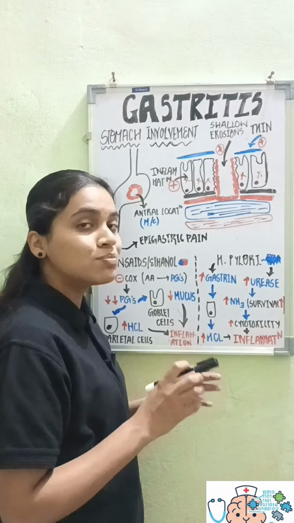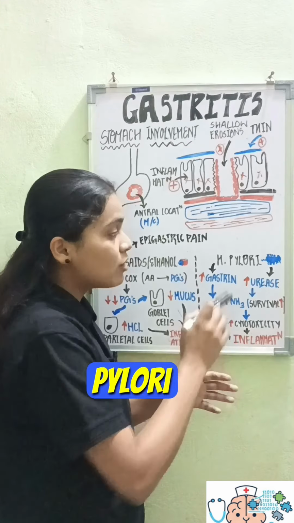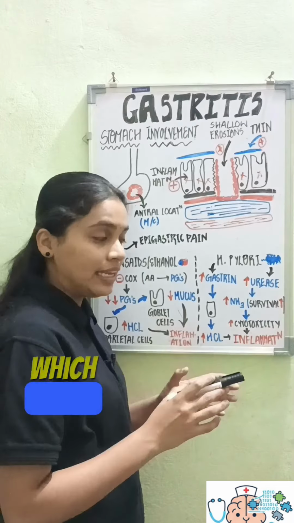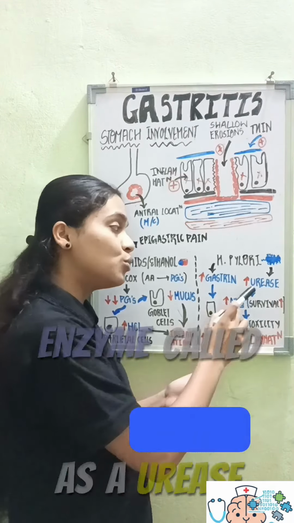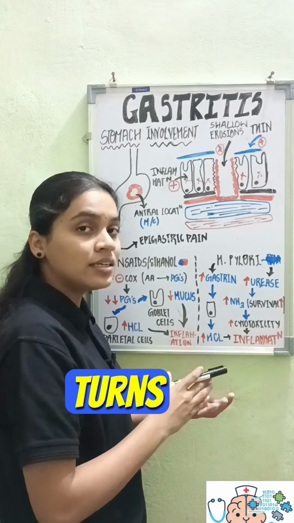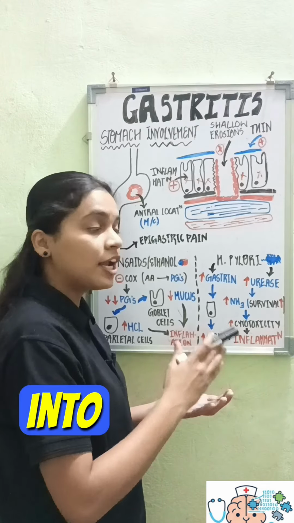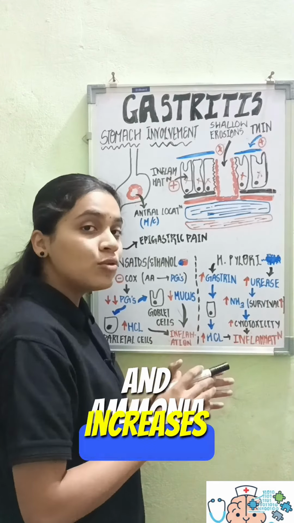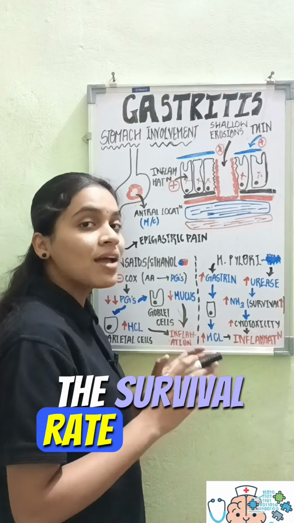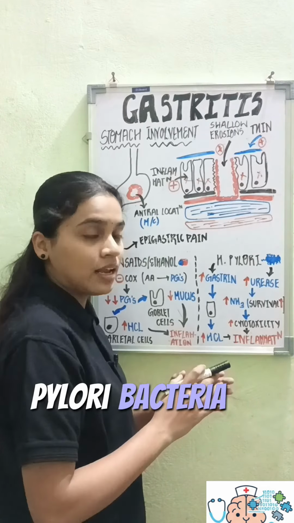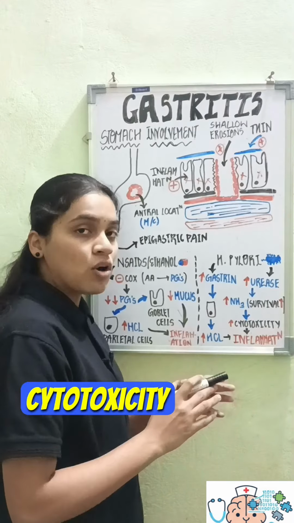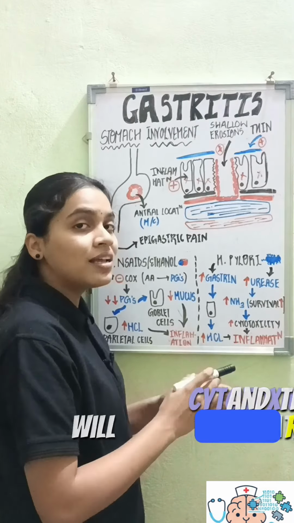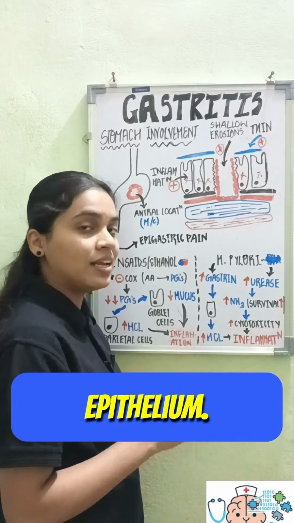Common causes: H. pylori infection. So H. pylori is particularly a bacteria which is responsible for forming a specific enzyme called urease. Now this urease basically turns the urea in your stomach into ammonia, and the ammonia increases the survival rate of the H. pylori bacteria. As its survival rate increases, it causes cytotoxicity, and this will ultimately result in an inflammation of your epithelial cells.